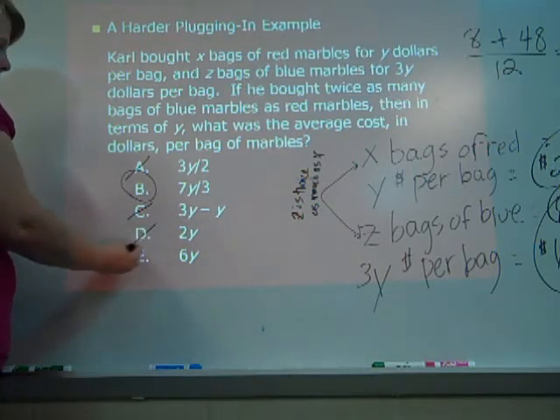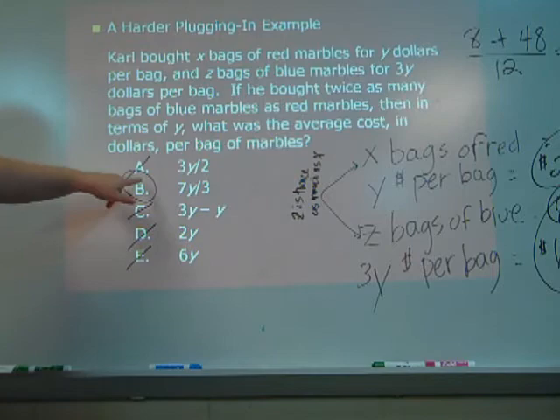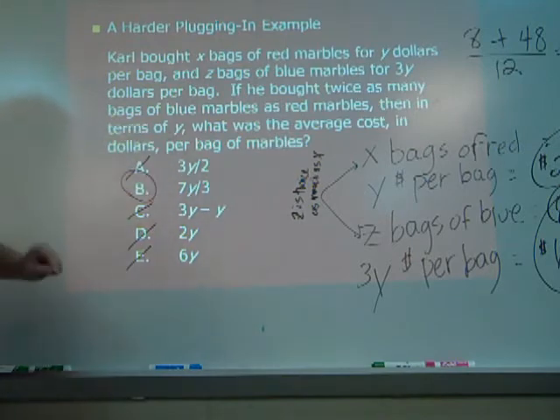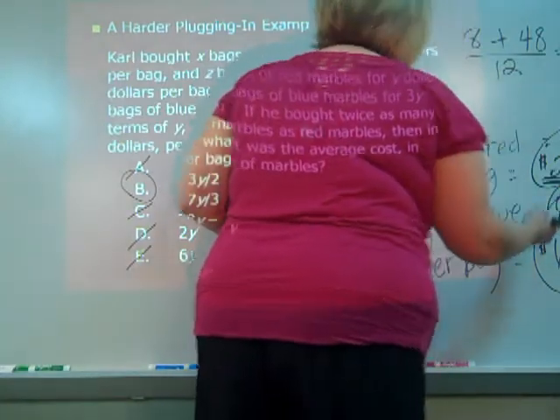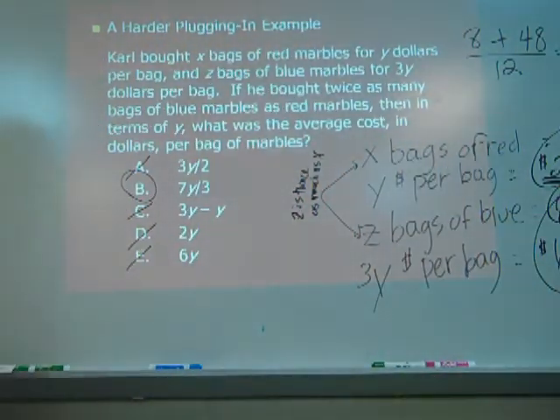This one would be 4. This one would be 12. This is the only one that even gives you a decimal. All the rest of them, if you plug in 2 for y, right? Because these are all in terms of y. We said y was 2. So it would be B.